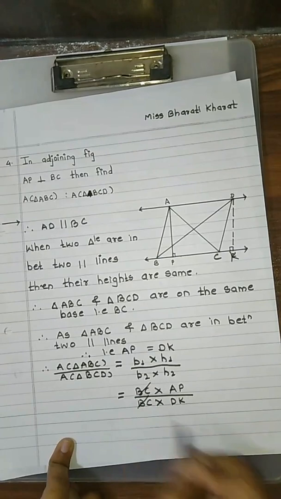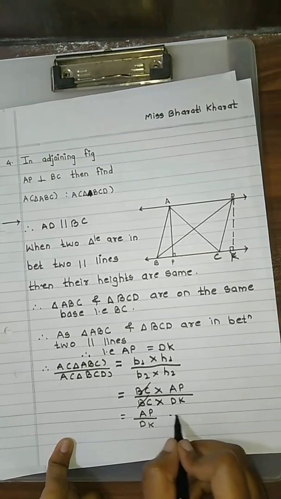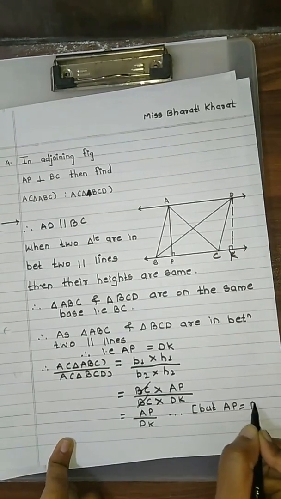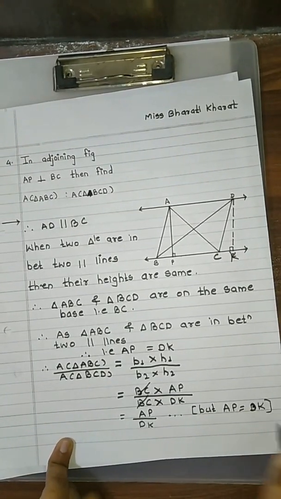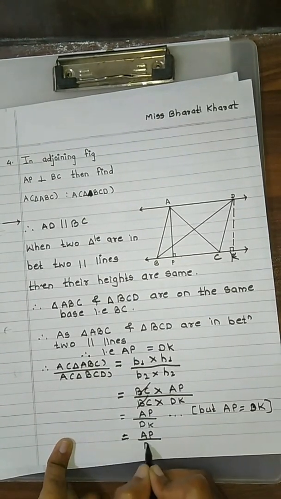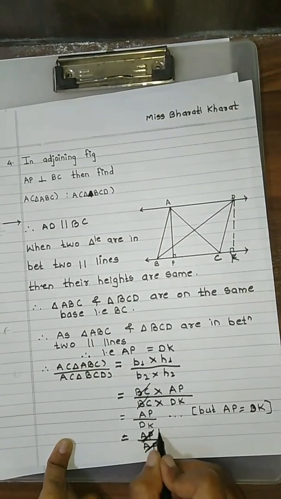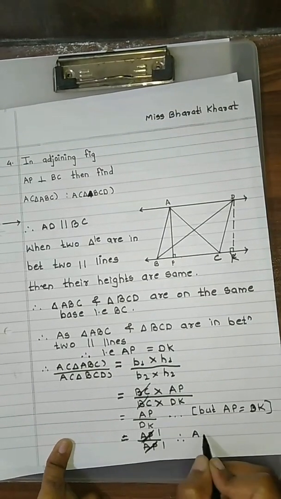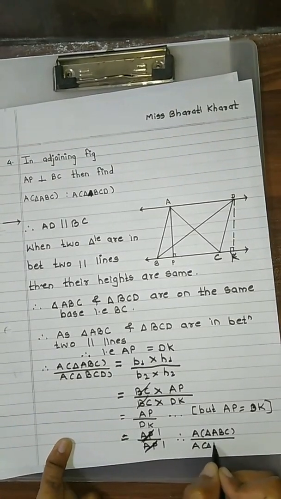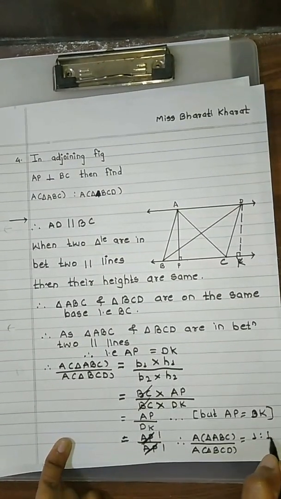Now BC is cancelled. We have AP upon DK, but AP and DK are same. Therefore, we have AP upon AP. AP will get cancelled and we have here 1. Therefore, area of triangle ABC upon area of triangle BCD is 1:1.